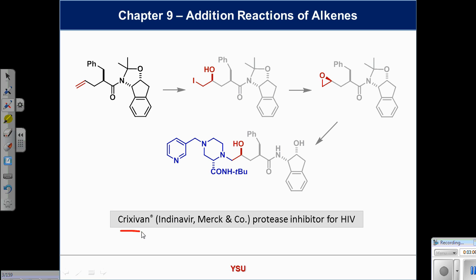And I bring this guy in. This is Crixivan, which is a complex synthesis by Merck out in New Jersey. Four of my former master's students work with Merck as pharmaceutical chemists. And the type of stuff they do is build these types of drugs. Okay, either anti-cancer compounds or, in this case, an anti-HIV drug. And the way people go about making this compound, which is quite complex, it's actually a peptide mimic, which you'll see in biochemistry later, is by doing addition chemistry.